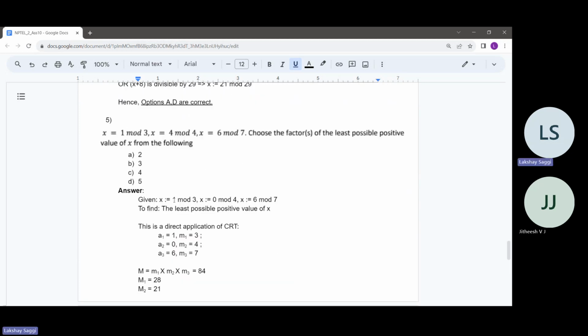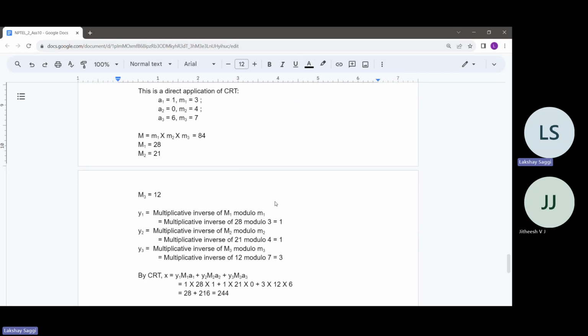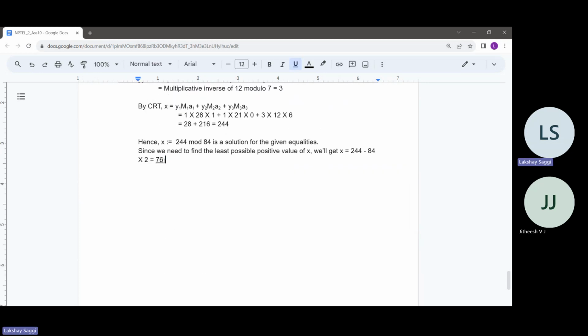So as you can see, you can directly see also that 76 satisfies all of these. 76 when divided by 3 leaves a remainder of 1. 76 is divisible by 4. And 76 when divided by 7 leaves a remainder of 6. So this is the least possible positive value of x which satisfies the solution.